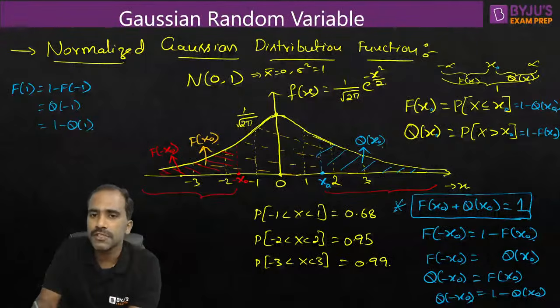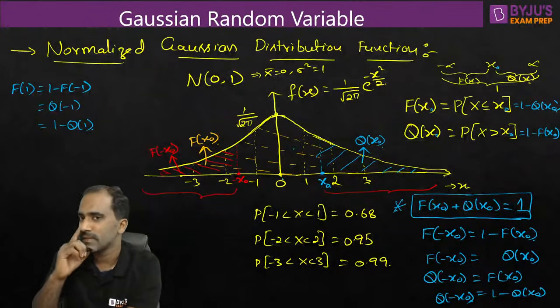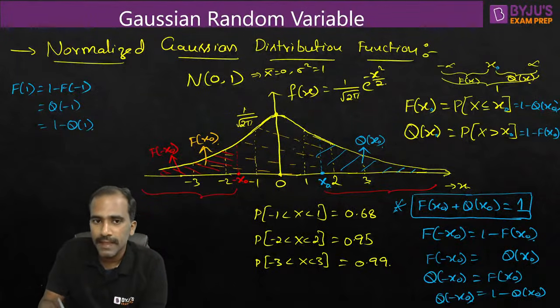So Q function means the area from that point, whatever is the argument inside the Q function, from that point till infinity. Whatever is the area, that we call the Q function. F function means the area from minus infinity to whatever is the argument. Till this point, we find the area. So in the Q function, we find the area from that point; in the F function, we find the area till that point.